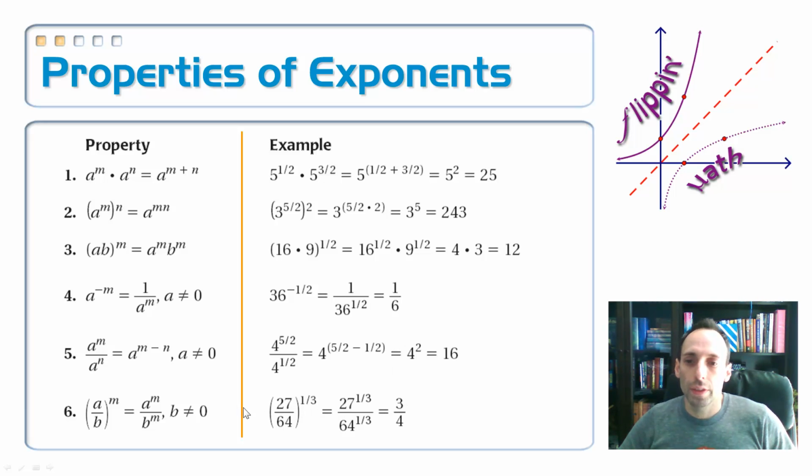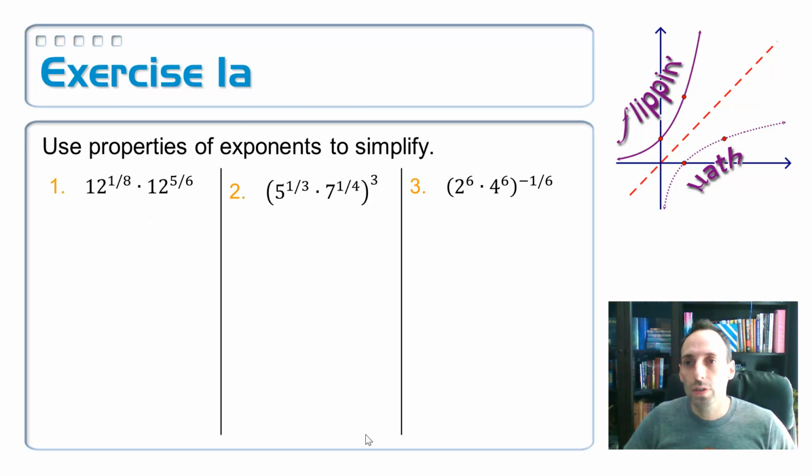Okay, and then it's another power property here on number 6. Both of the things on the inside of the parentheses get the 1/3 power, and 1/3 means the same thing as cube root. So the cube root of 27 is 3, and the cube root of 64 is 4. So let's try a couple of these.